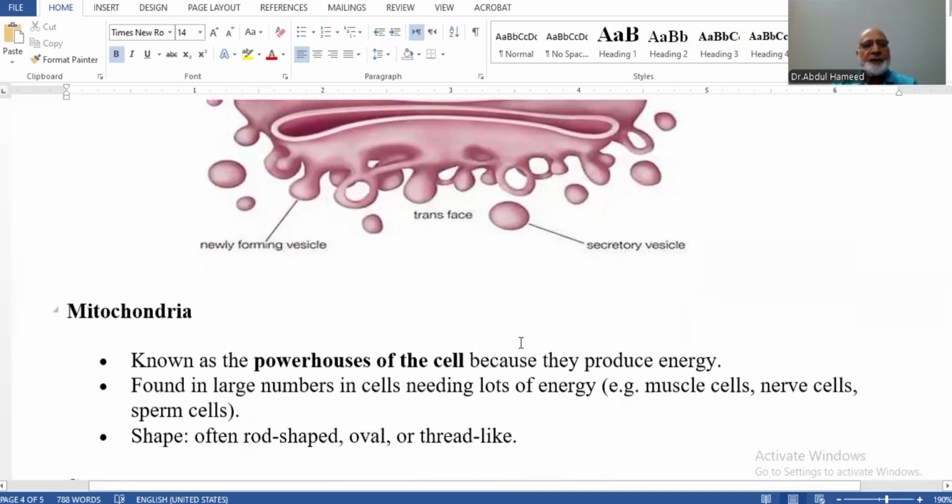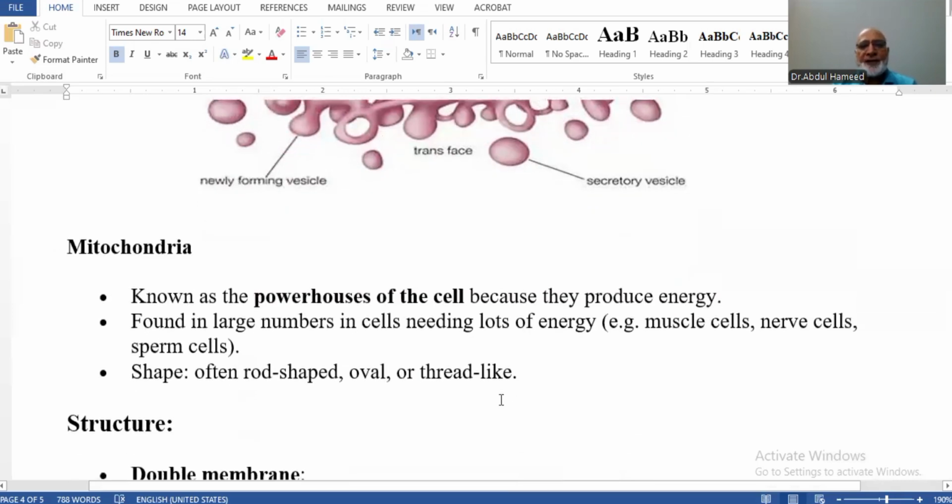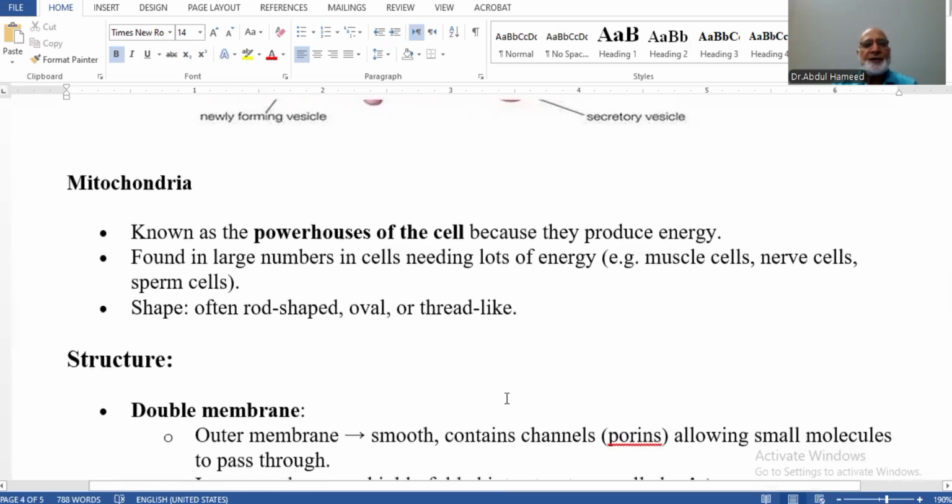Then the last organelle given in our syllabus is the mitochondria, known as the powerhouse of the cell. We have known this since childhood because they produce energy. They are found in large numbers in cells needing lots of energy, for example muscle cells, nerve cells, sperm cells, and ovum cells. Their shape is often rod, oval or thread-like, depending upon the cell in which they are.